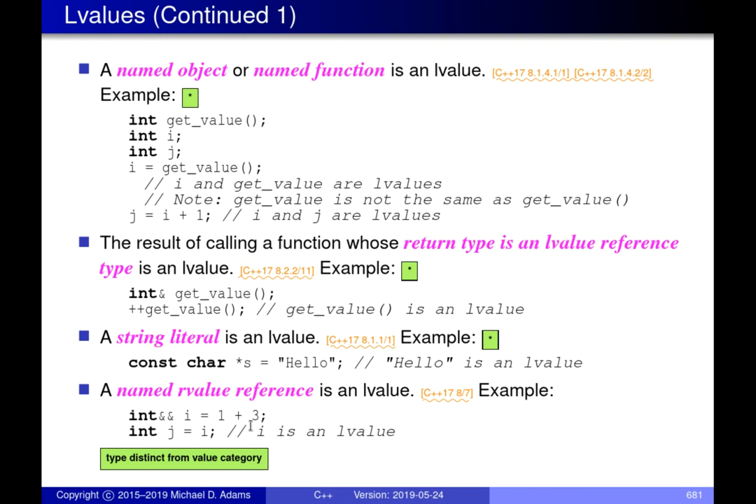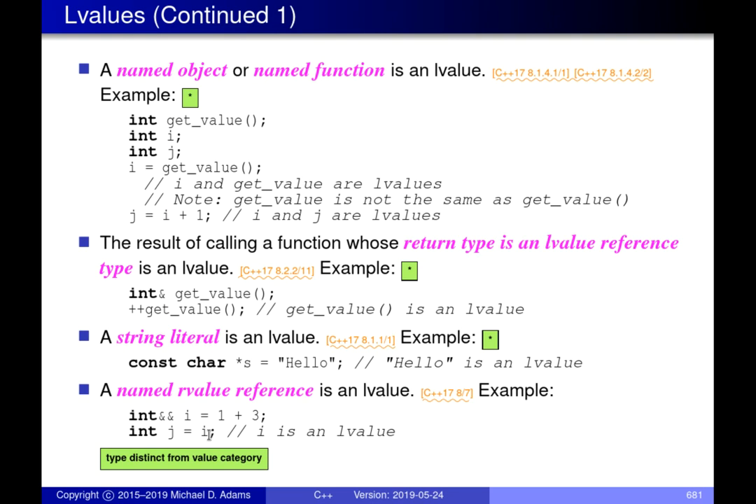Maybe a less interesting one, but it's helpful to point out an important misunderstanding that students sometimes have here. Here we have i, an R-value reference to int. And then we're saying int j equal to i. The expression i here is an Lvalue. It's an Lvalue because i is a named object, essentially. It's an object with a name. i is a variable, it has a name.